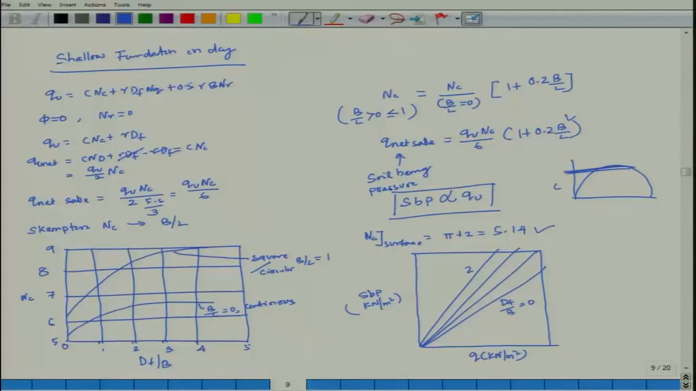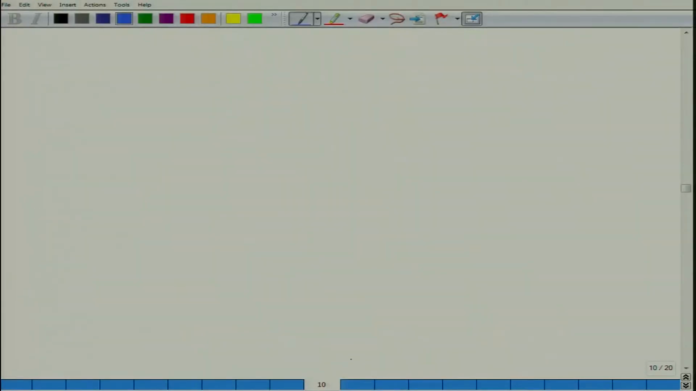So, if I plot soil bearing pressure with your QU, that means this is varying with DF by B from 0 to 2. Either you can utilize the chart or you have a strength value, from there you can find out your QU. So, basically for shallow foundations in clay, safe bearing pressure is directly proportional to your QU. Let us start with this. What are the steps? Generally what will happen?